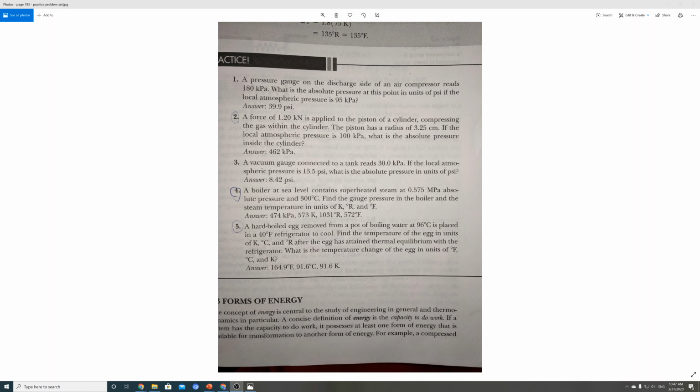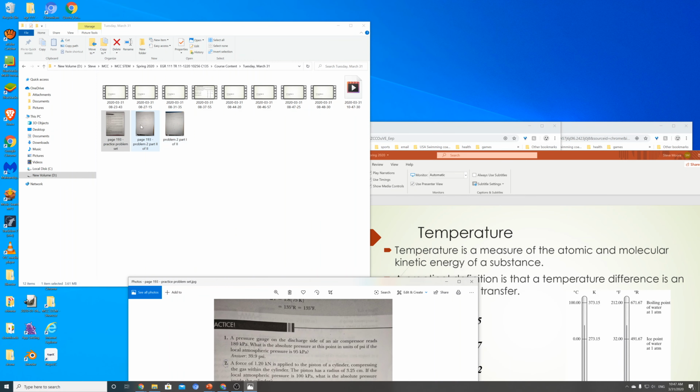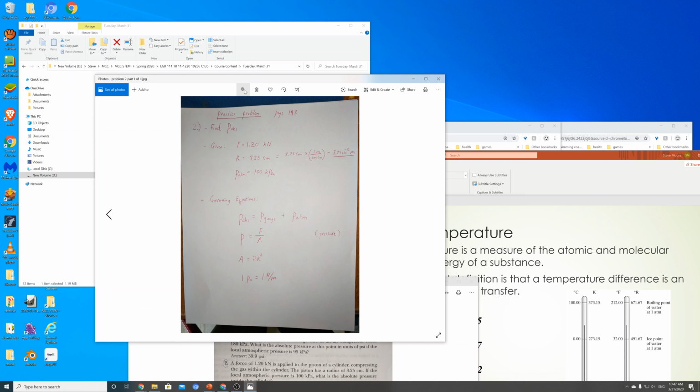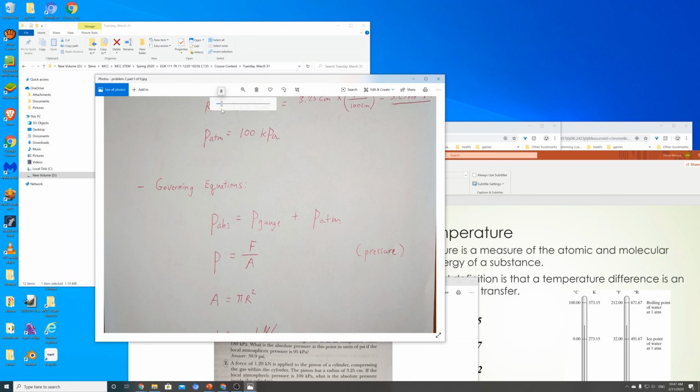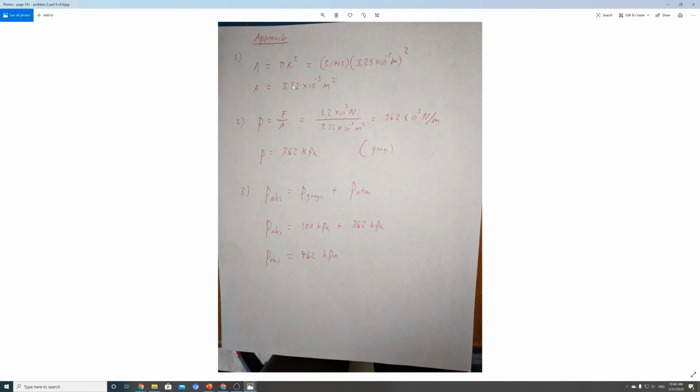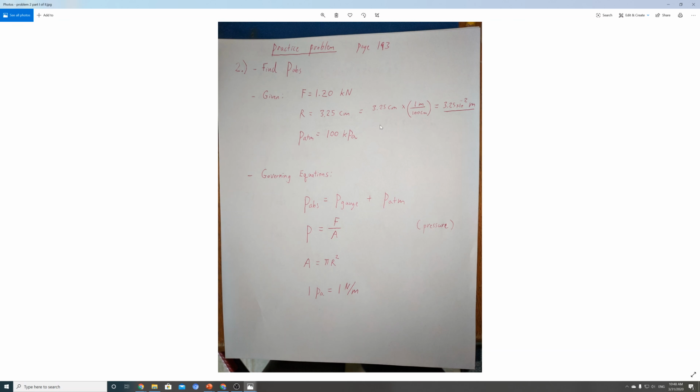Okay, I'm going to look at practice problem 2 right here, where we have to calculate the absolute pressure inside a cylinder. All right, so start this problem, zoom in. Okay, back. Okay, so first part of the problem, we're looking for the absolute pressure. So, pressure absolute. We're given some quantities from the problem.